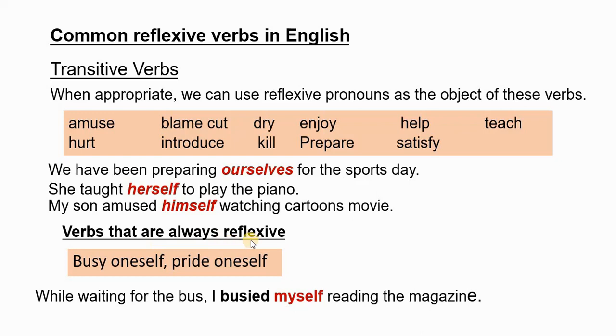Verbs that are always reflexive but do not have a normal form. Okay? So we have here busy oneself, pride oneself. So here, while waiting for the bus, I busied myself reading the magazine. So, to pass the time. While I was waiting for the bus, meaning that I occupied myself reading a magazine. I passed the time reading a magazine.